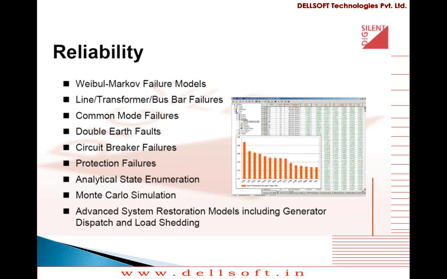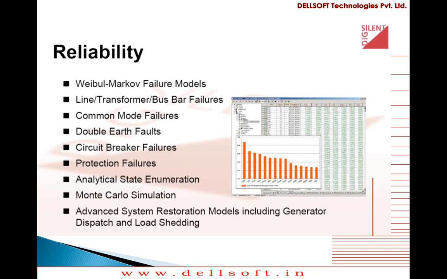An advanced system restoration model, including generator dispatch and load shedding facilities to check reliability functions of the network, can be provided to the system. So the reliability features included in this software have these points, including the advanced system restoration model, and also generation dispatch and load shedding features.